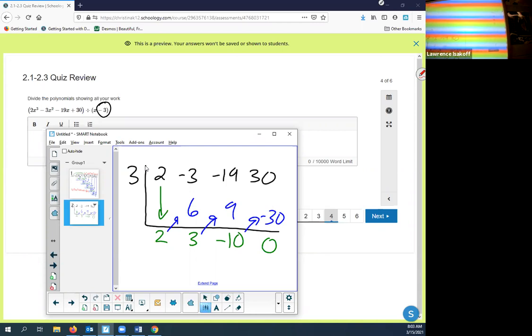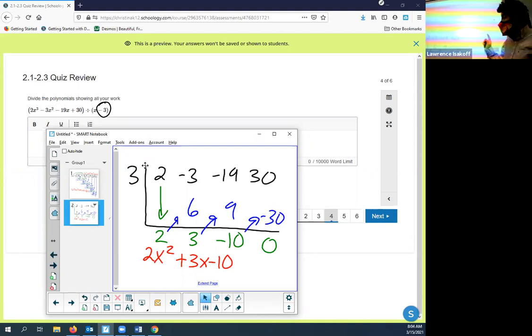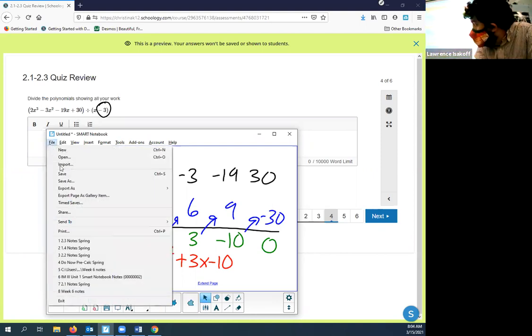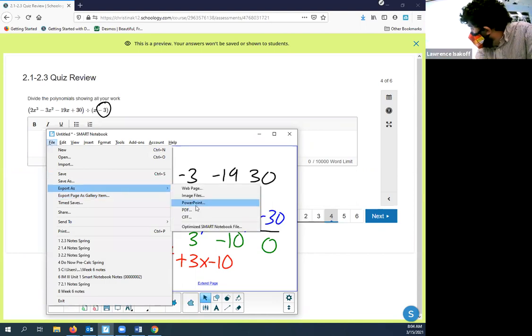So my final answer here, I started with cubes, so I'm going to drop it down 1 to squared. 2x squared plus 3x minus 10. And that's it. I'm going to again export this image and just upload a picture of this.